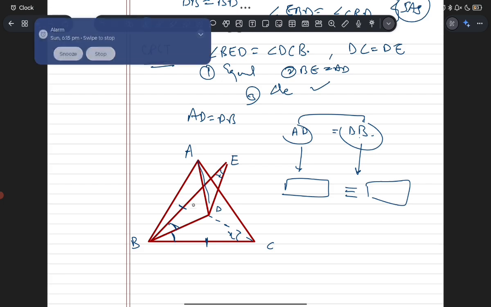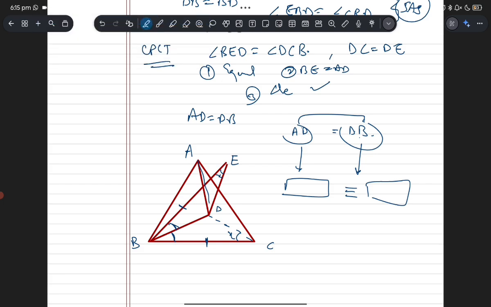AD and BD both are sides of the same triangle, right? Don't look at this one. Why? Because we have to find two triangles, no? So these must be sides of two different triangles. What are those? BD is aligned with this one, BDE. We're just guessing. BDE. And we have AD, we have ADC.